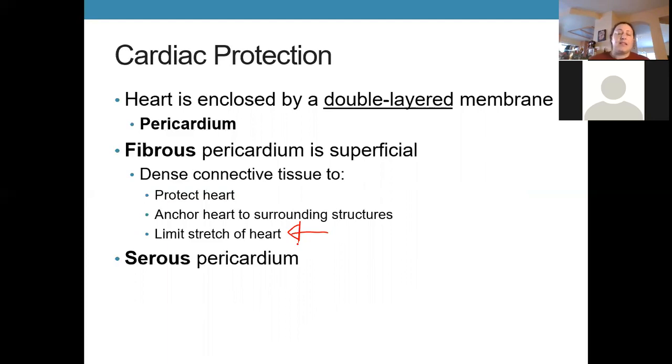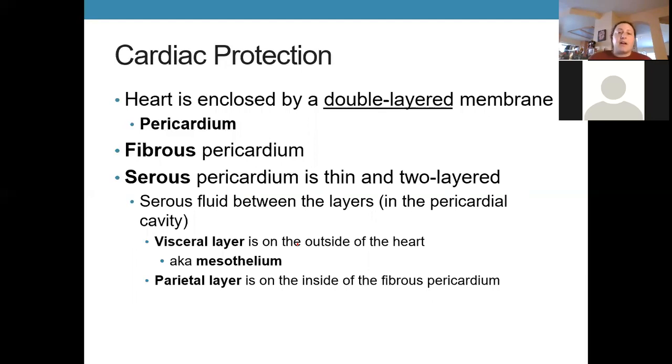Inside of the fibrous pericardium is the serous pericardium. The serous pericardium is actually a double-layered serous membrane. So a serous membrane is one that's very thin. It just has a layer of simple squamous epithelium, with a space filled with a little bit of fluid in between. So part of it is attached to the outside of the heart, and we call it the visceral layer of the pericardium. Visceral refers to organs. Remember, we kind of touched on that, visceral and autonomic. So it's attached to the outside of the organ, and then the parietal layer is attached to the inside of the fibrous pericardium. Parietal refers to walls, so the wall of this protective pericardium.